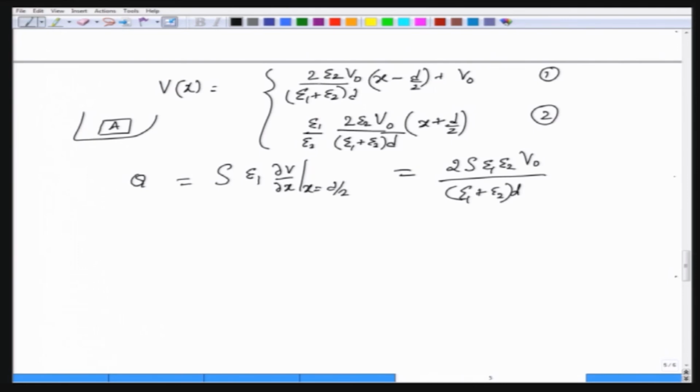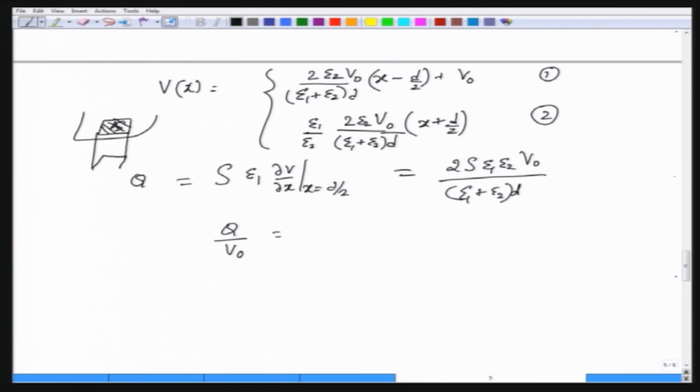So, you differentiate this top expression with respect to x, V0 cancels out and the derivative of x minus d by 2 will be equal to 1, and this is what I have. Multiply this by the surface area S, and you will get the charge enclosed in this surface area S. Okay. Now, divide the charge enclosed in that surface area by V0, you are going to get the capacitance of this parallel plate.